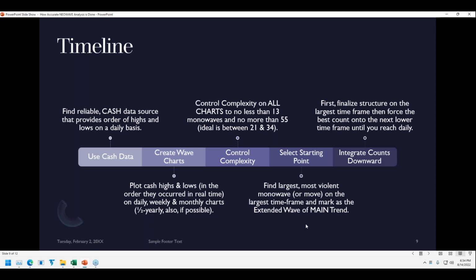Okay, after you've plotted all your charts and have all these complexity control charts, you want to look for the most violent, largest move on your largest time frame, and that's going to be 1, 3, or 5 of a 5-wave move, or A, C, or E of a corrective pattern. And then over time, it's going to be obvious which one is possible and which one isn't. Once you've placed labels 1, 2, 3, ABC on your largest chart, you're going to want to take that structure and force it downward to each lower time frame.